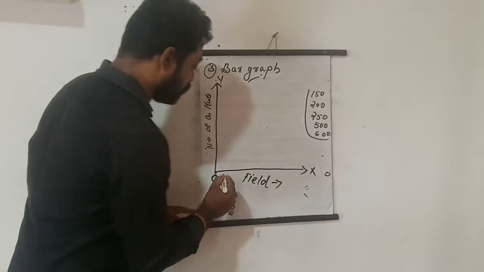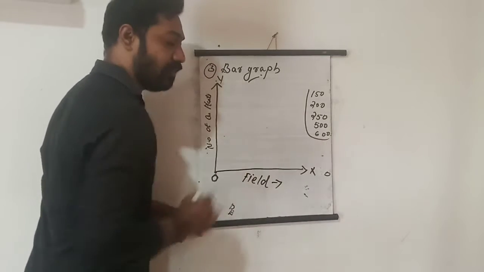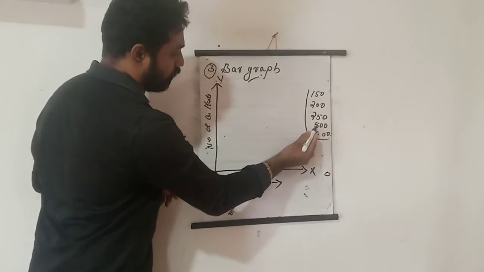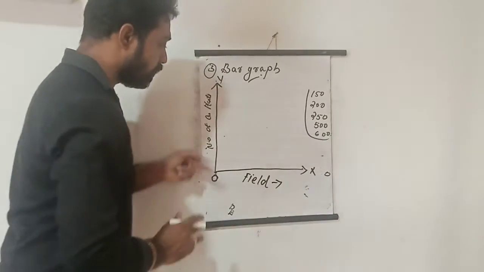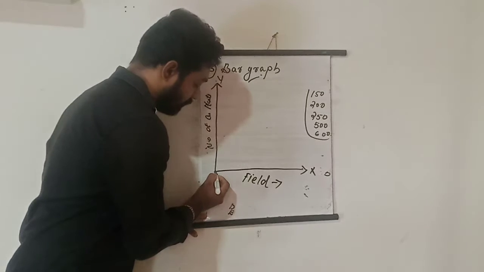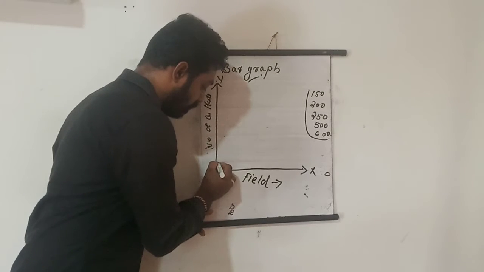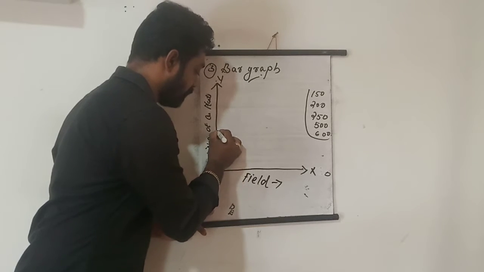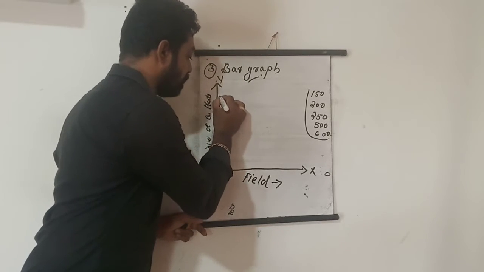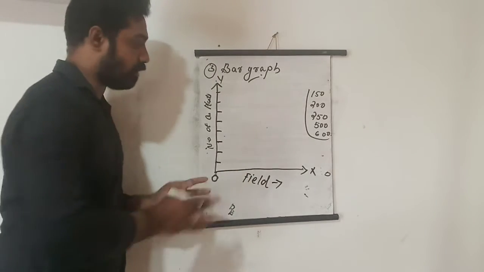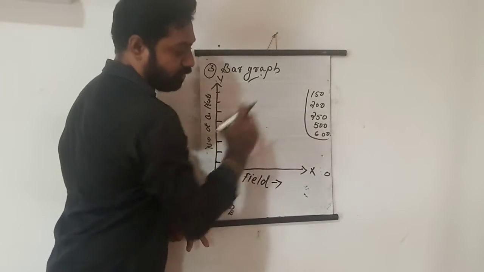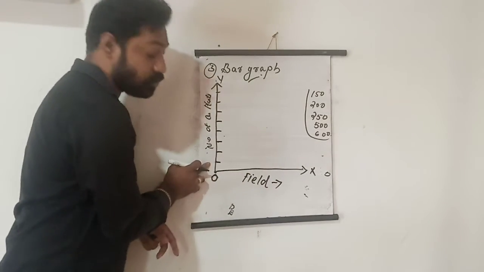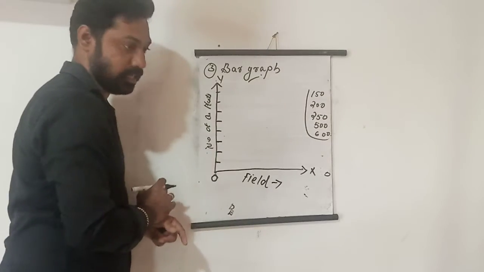Here we are representing the fields. Each field has a value like 150, 200, 250. The values are the same, isn't it? When we draw this, we have to take 1 centimeter each: 1 centimeter, 2 centimeter, 3, 4, 5, 6, 7, like that up to the mark. Up to 5 or 6 is enough. According to our values we are drawing the lines 1 centimeter each.